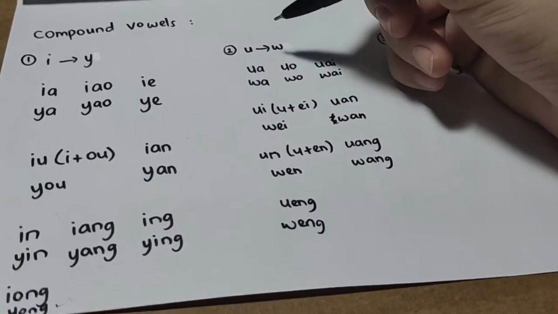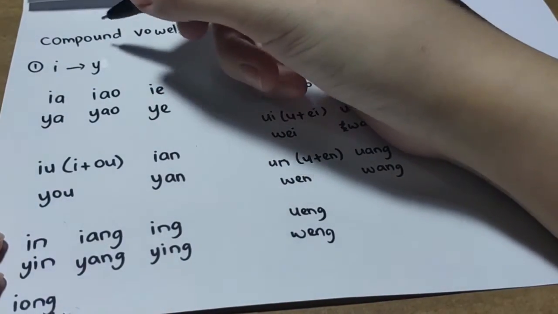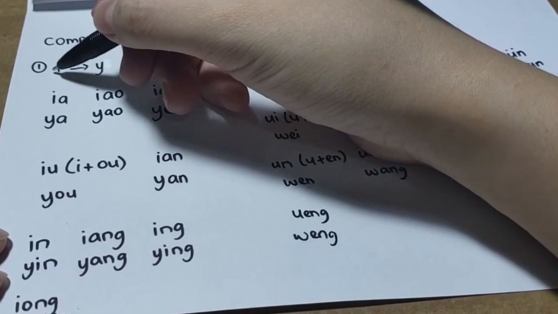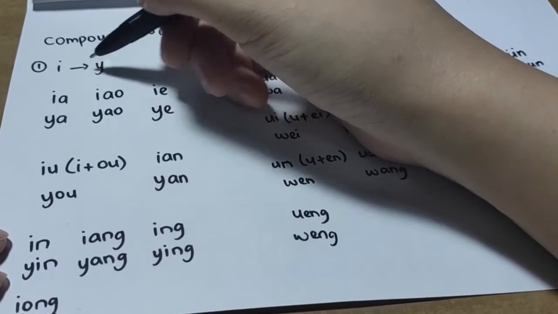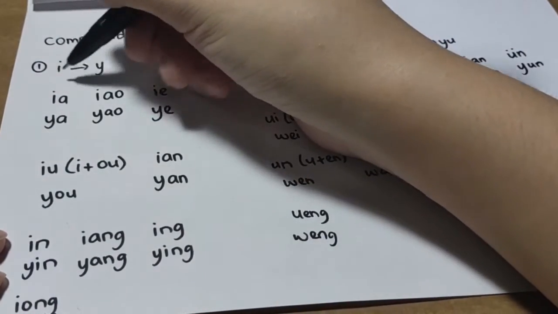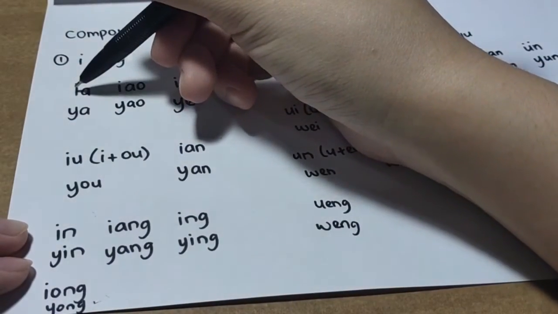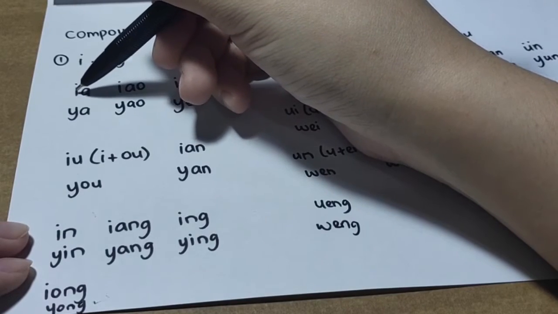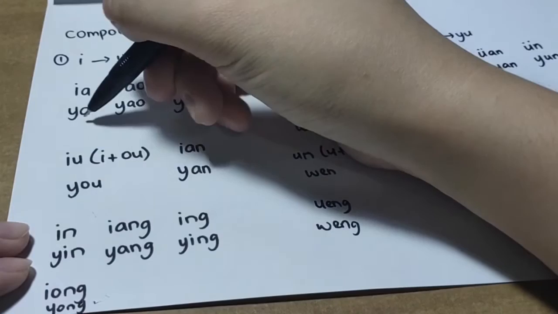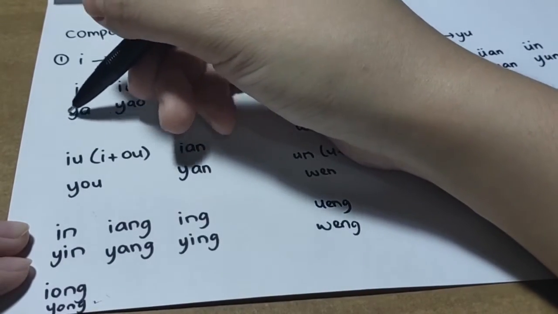The next one is compound vowels. Okay, let's start with the first one. So when there is no consonant in front of E, we change it into Y as the written form, but it's still pronounced as E. This one is the written form, we change the E into the Y.